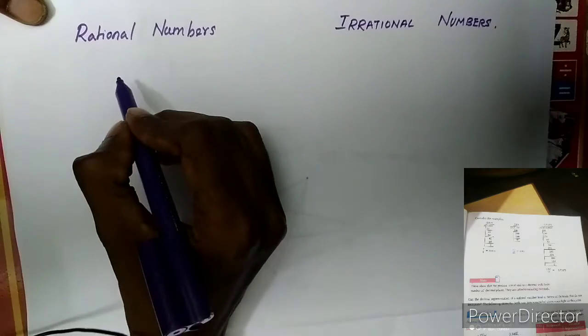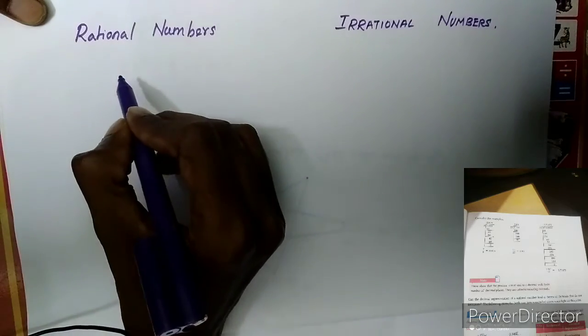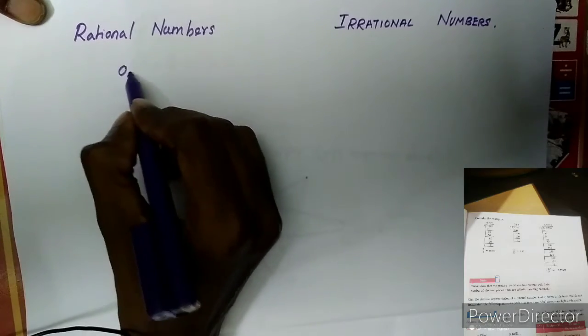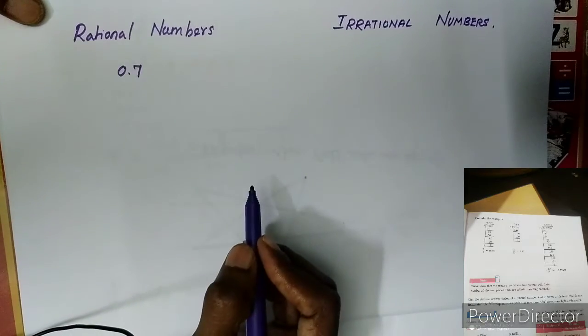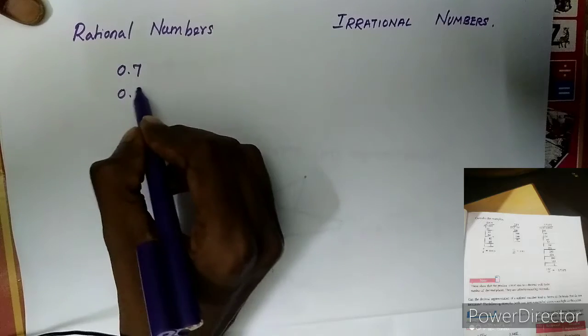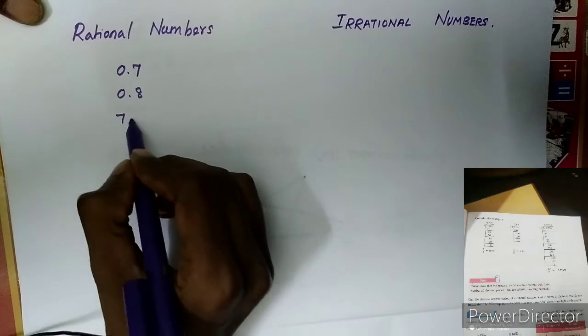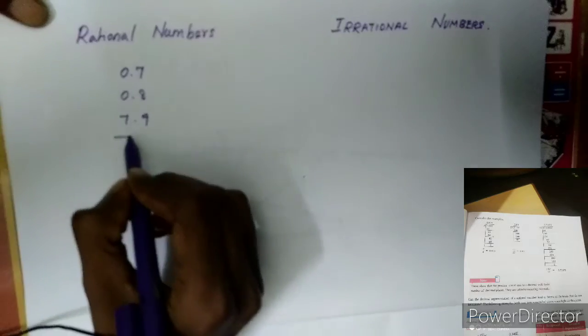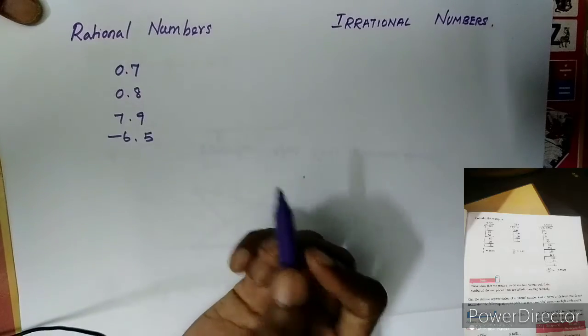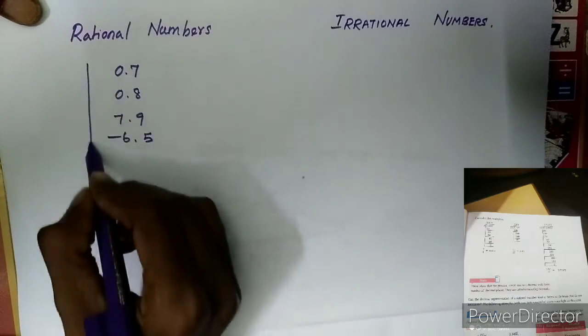A rational number, I will represent the number in decimal form. For example, 0.7, 0.8, 7.9 or minus 6.5. This is one kind of rational number.